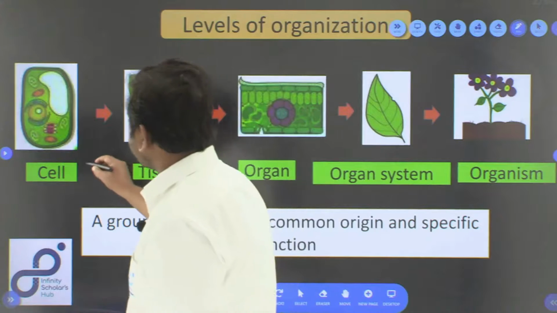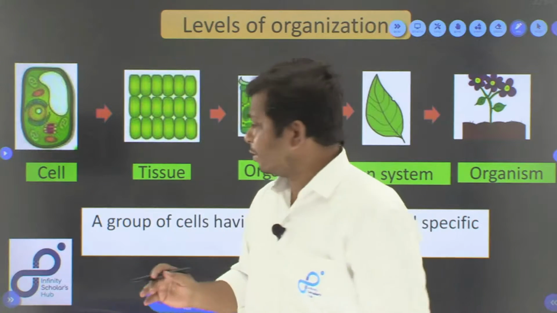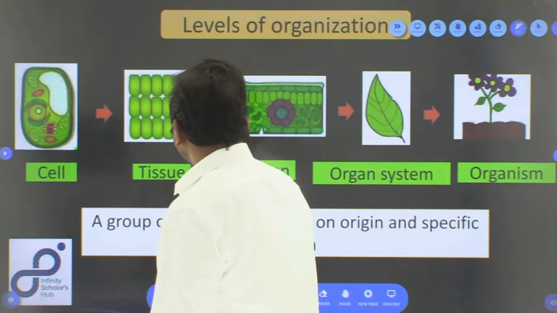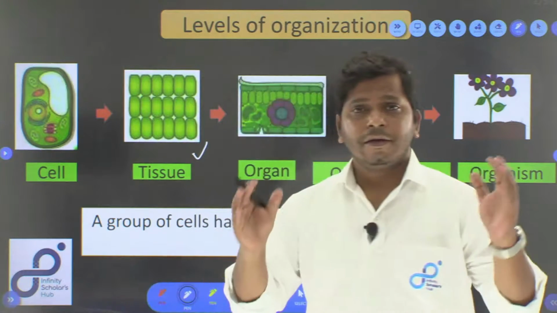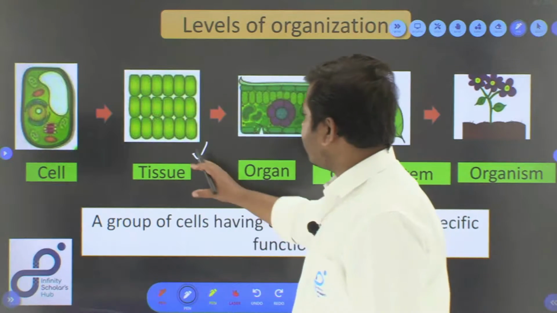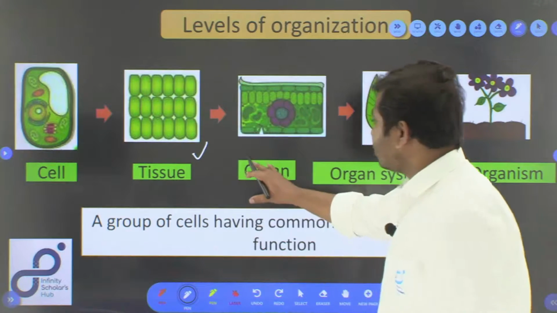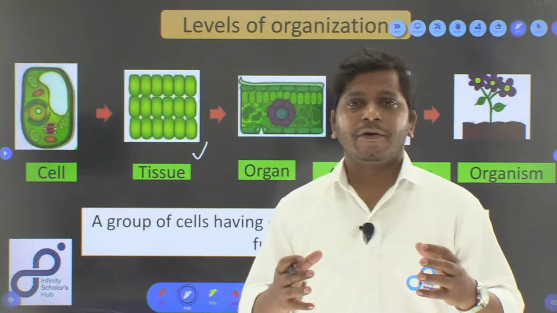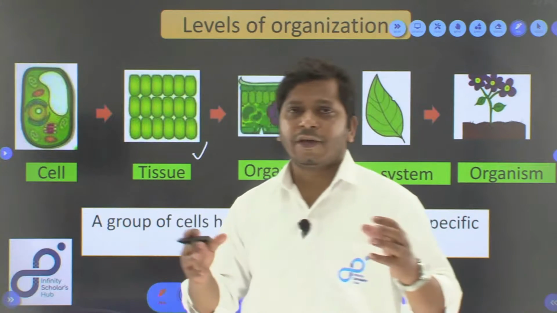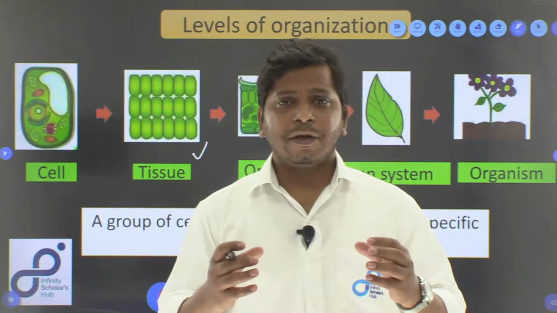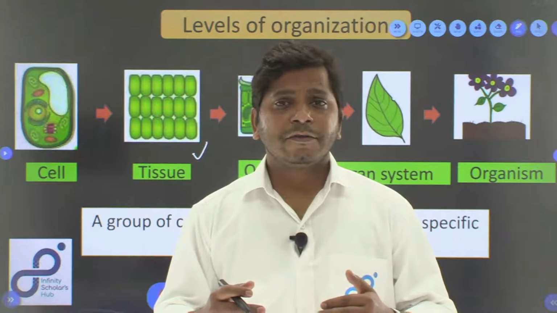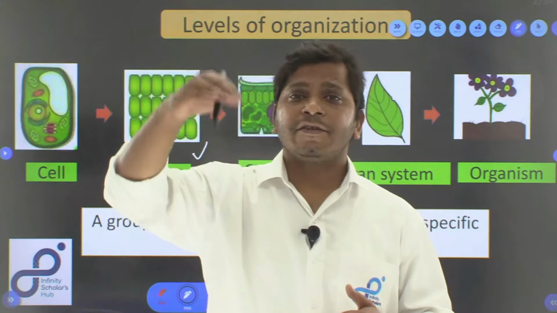So the cell is the fundamental unit, the basic unit, and when a group of cells come together, they produce a structure which is called a tissue. So the cell is the basic unit and a group of cells will combine to form a tissue. And from tissue, a group of tissues would produce an organ. For example, a group of cells come together and produce the xylem tissue, and what is the function of the xylem? It is to carry or transport water.